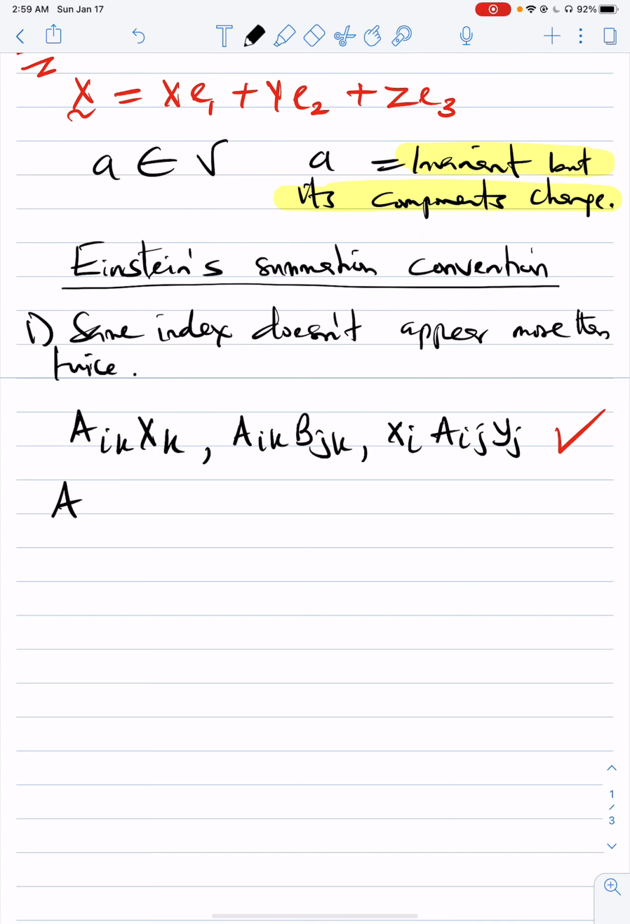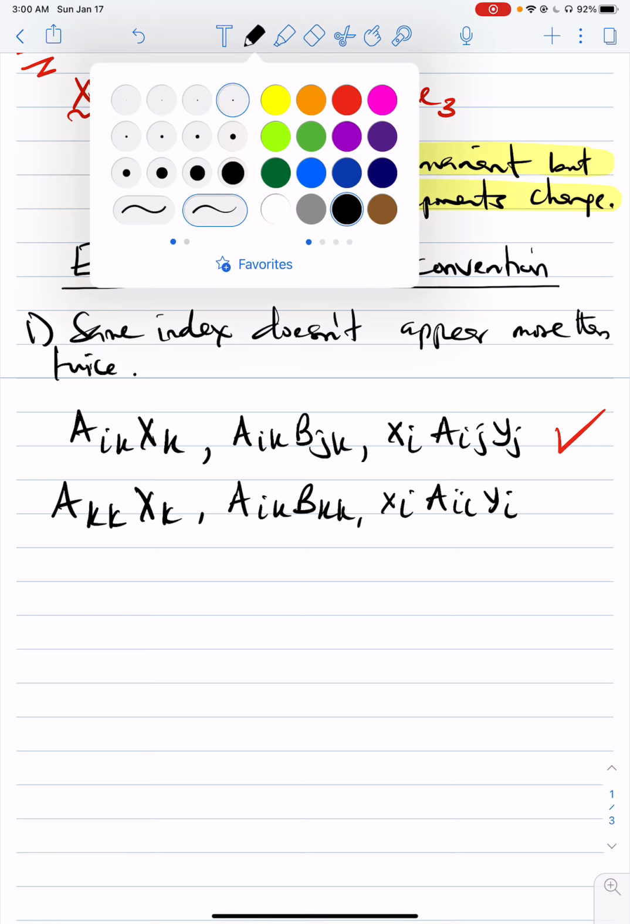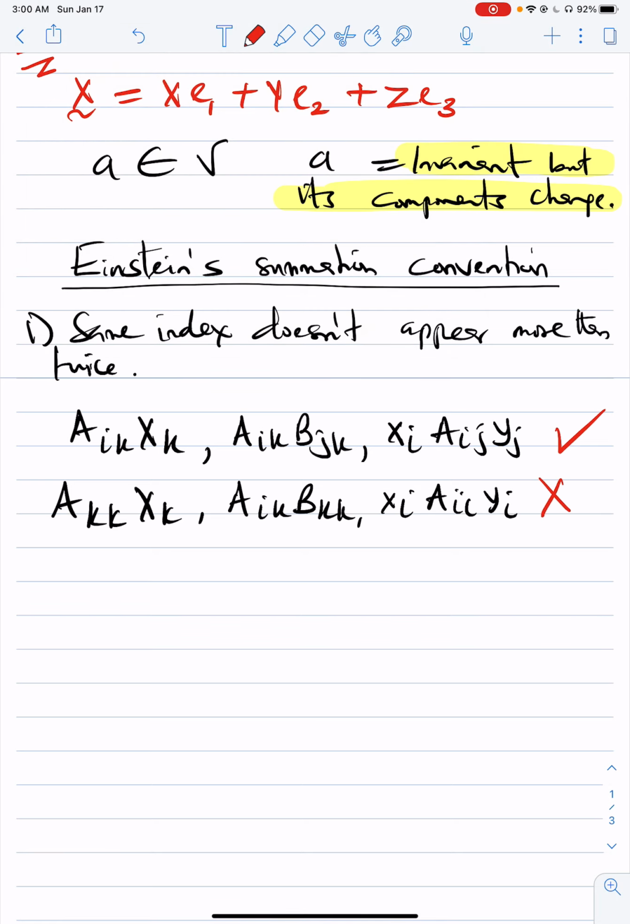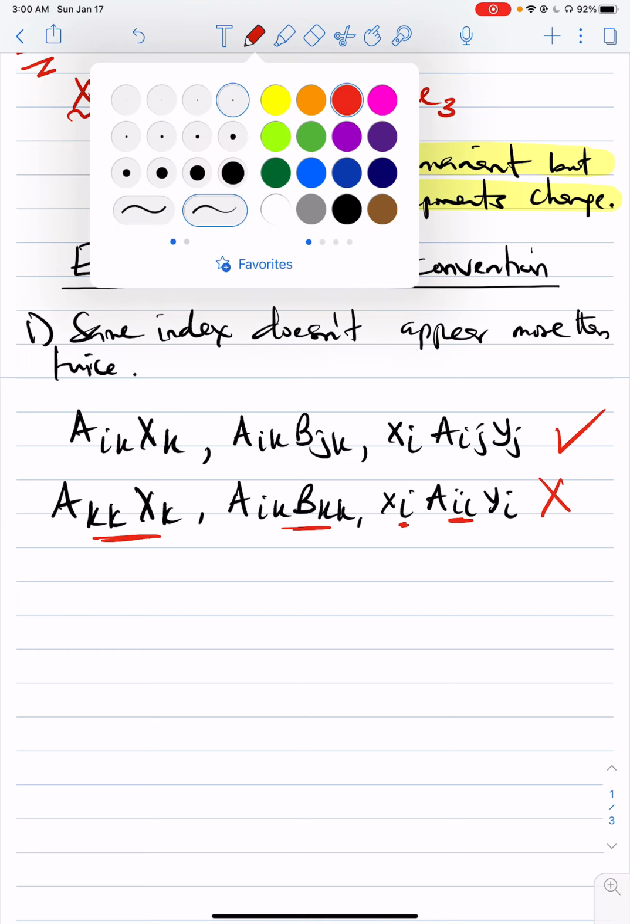But if you have something like this, you cannot have kk. That's wrong. Or you have something like A_k B_kk matrix, that's still wrong. Or you have something like x_i y_i. Unfortunately, this does not work, because this index appeared already. You're stating it more than two times, three times, so that does not work.